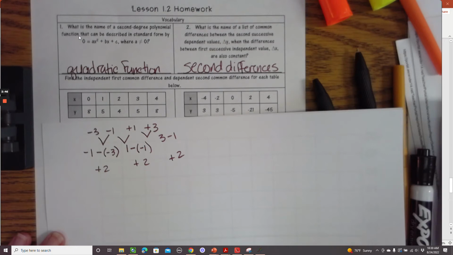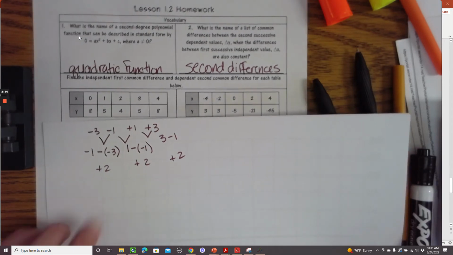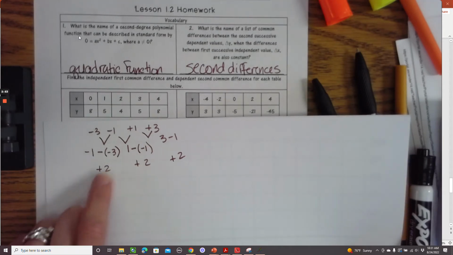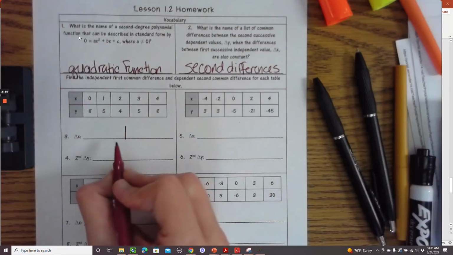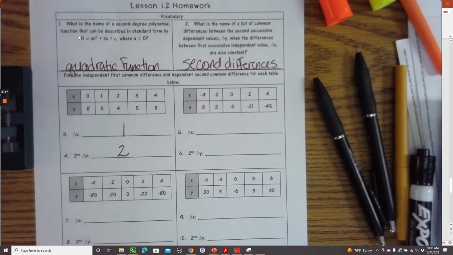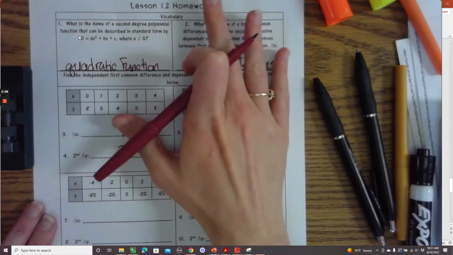So that is a common difference. That is the second change in y, the second common difference. So positive 2 in that box. We're looking for them all to match. So this would be a 2.